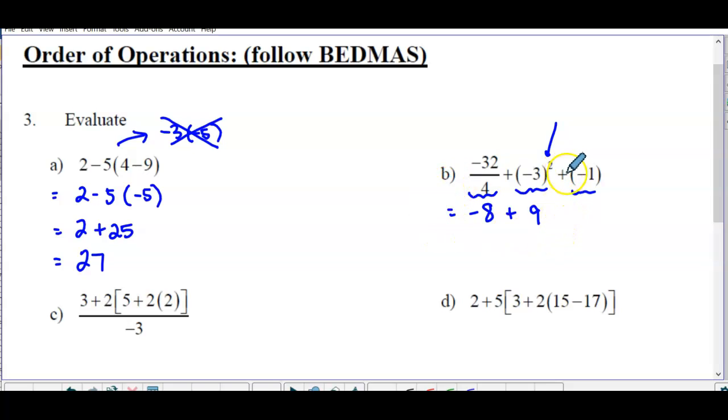And then adding a negative is really like subtracting. So I'm just going to show it like that, and then go from there. Negative 8 plus 9 is 1, minus 1 is 0.